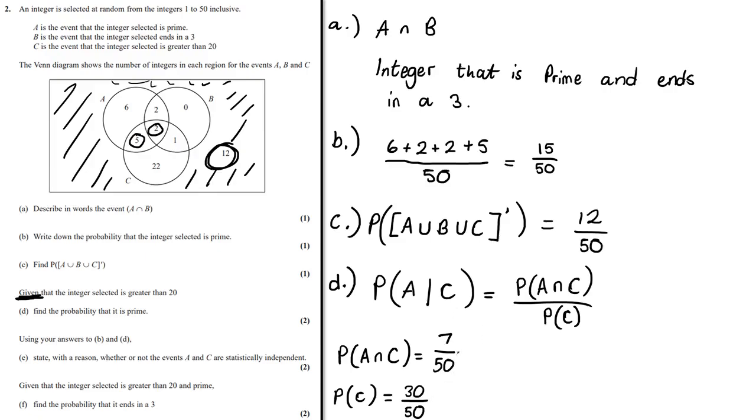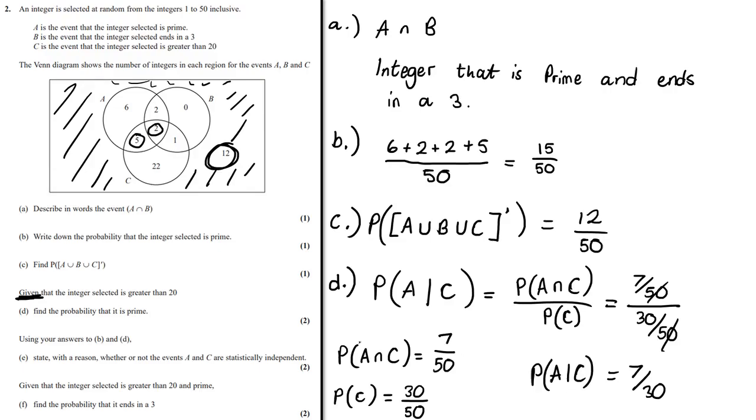So all we need to do then is substitute these two values here into our formula. So the numerator, that's this 7 over 50. And then we divide this by the probability of C, which is 30 over 50. And here, this cancels quite nicely. The 50s just cancel, and I get left with 7 over 30 there. Okay, so that's the probability of A given C.